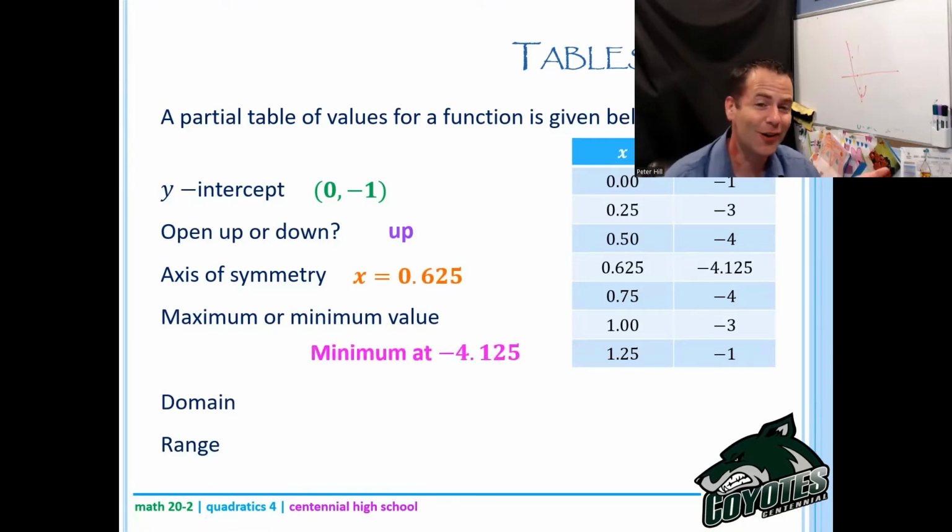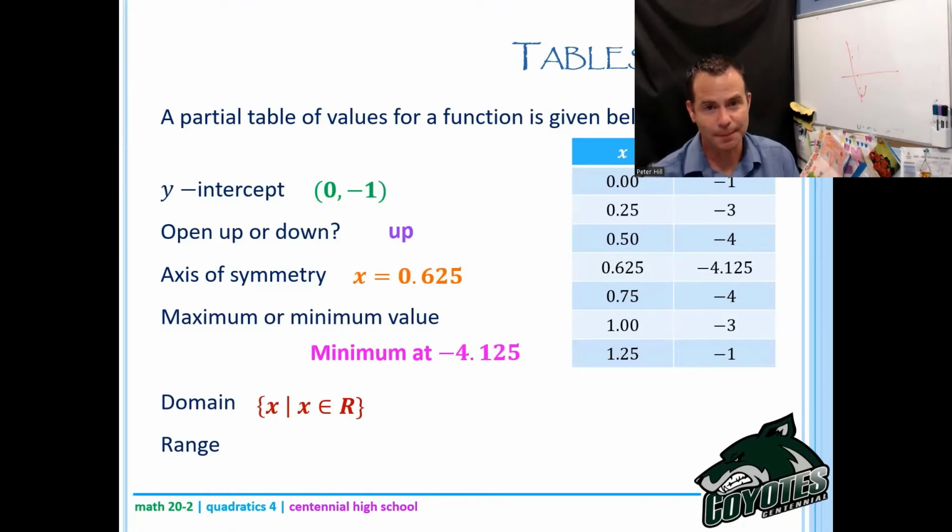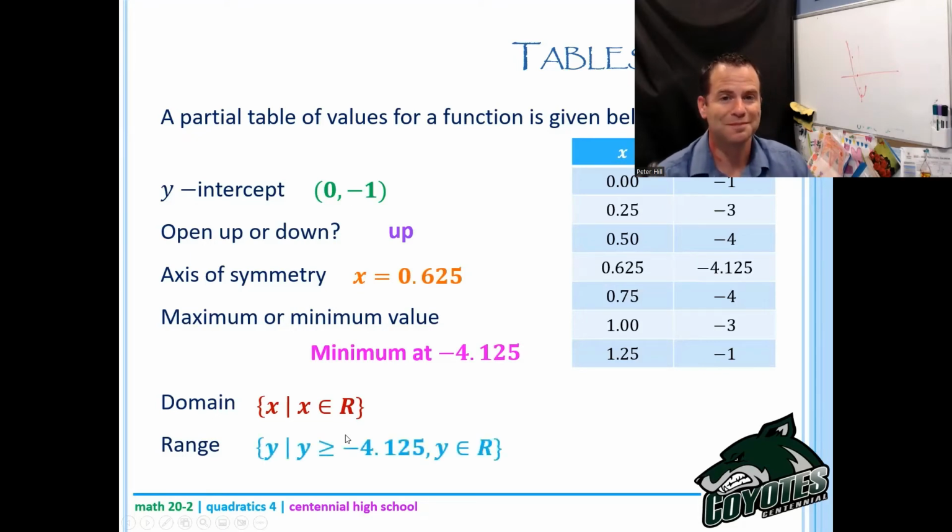The domain of all parabolas is all real numbers, and then we just have to figure out the range. So we know this graph opens up, and so we're going to have y greater than or equal to the minimum point. So y is greater than or equal to -4.125. Okay, see, this one isn't bad.